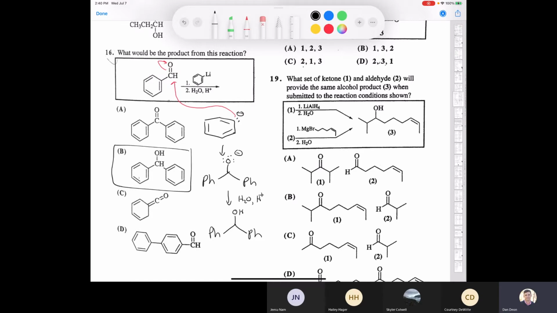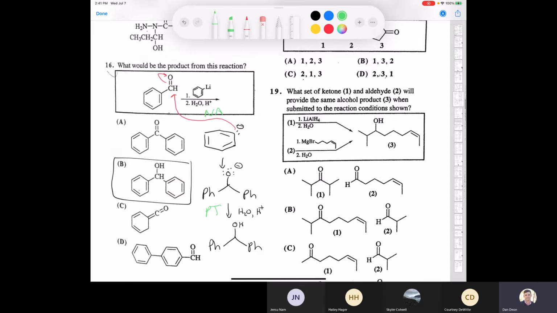Just a very simple nucleophilic attack followed by proton transfer, right? The first step here, this is your nucleophilic attack. And then you have the proton transfer down here. And that's a pretty basic nucleophilic attack question. Nucleophilic attack on a carbonyl.